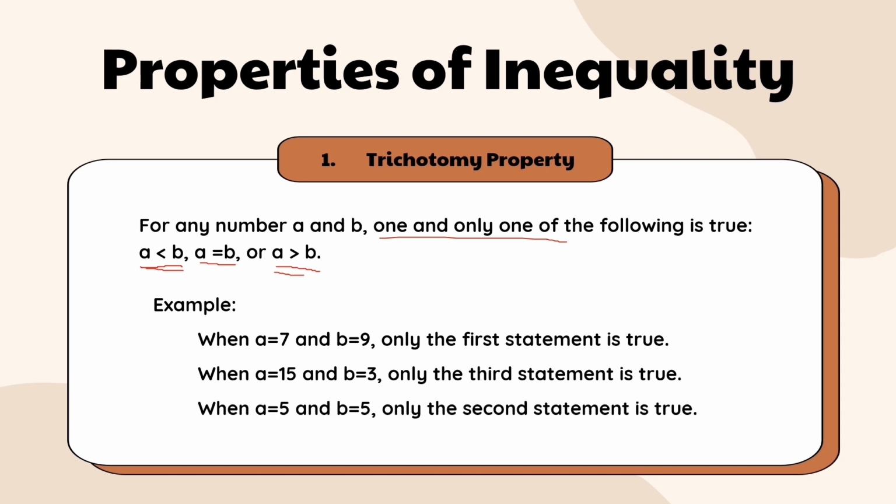And when a is equal to 5 and b is equal to 5, the second, and only the second, statement is true. 5 is equal to 5. 5 cannot be less than 5 and 5 cannot be greater than 5.